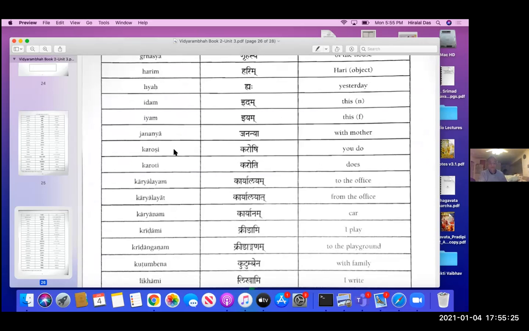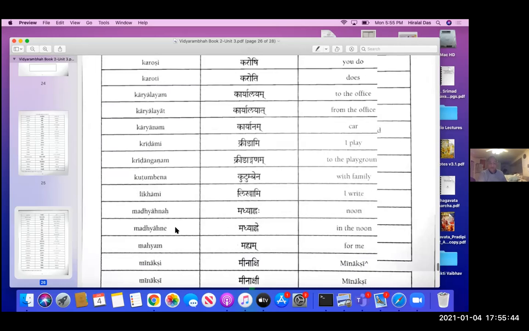Karoshi, you do. Karoti, does. Karyalayam, to the office. Karyalayat, from the office. Karyanam, car. Kridami, I play. Okay. Next person.